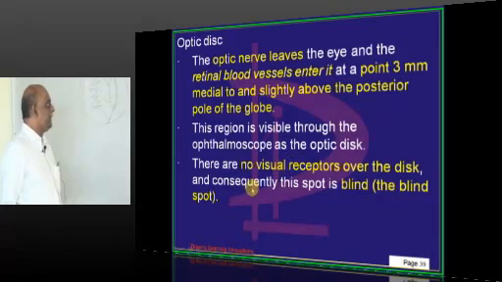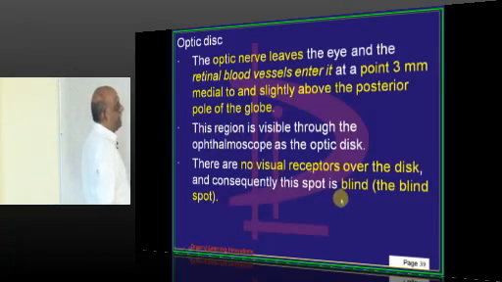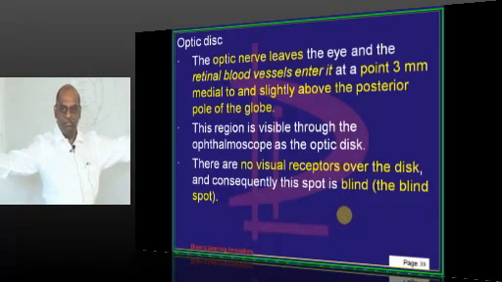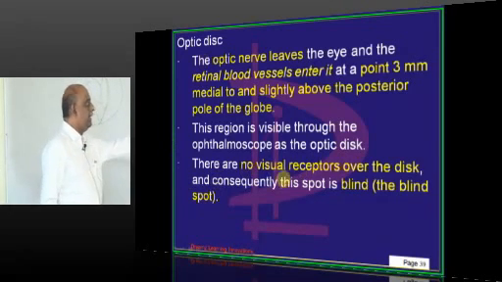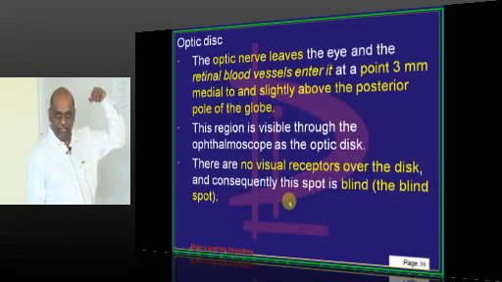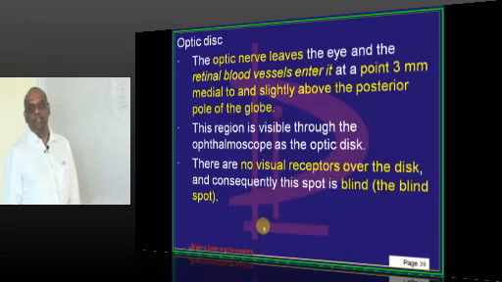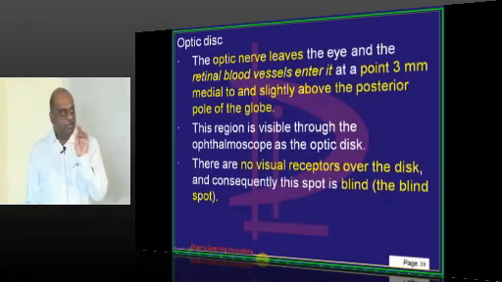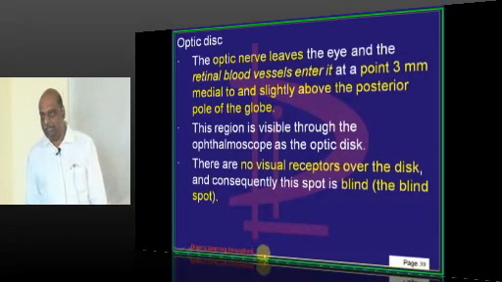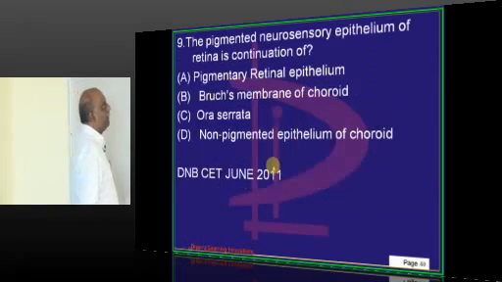Then one more thing about the optic disc is, you have rods and cones throughout the retina, but at the optic disc, the point where the optic nerve is leaving the retina and blood vessels are entering, there are no visual receptors, only in the optic disc area. So that is the reason the optic disc is also called the blind spot, which is the other name given for the optic disc.